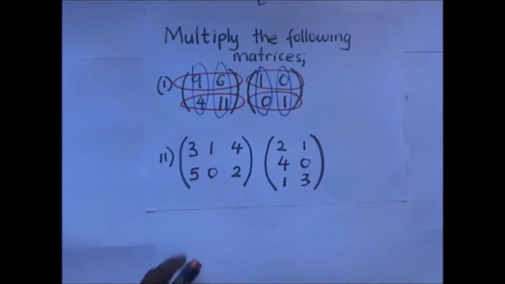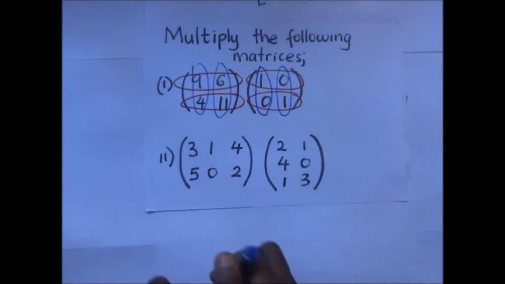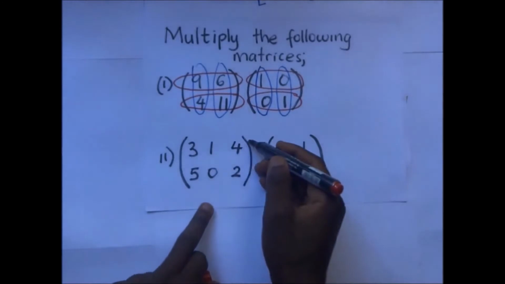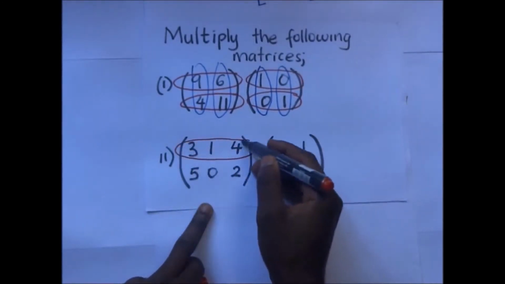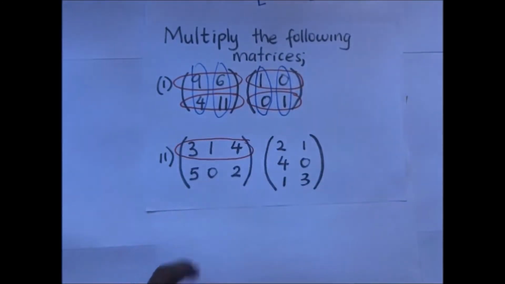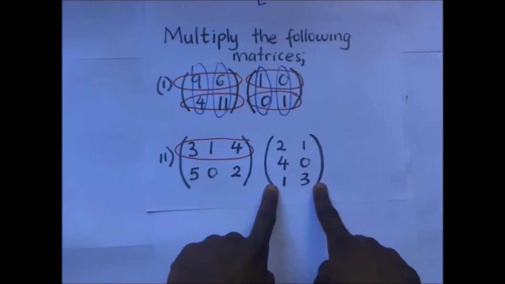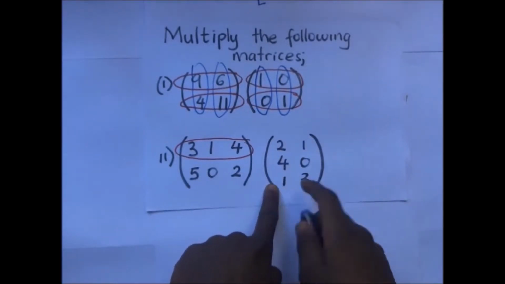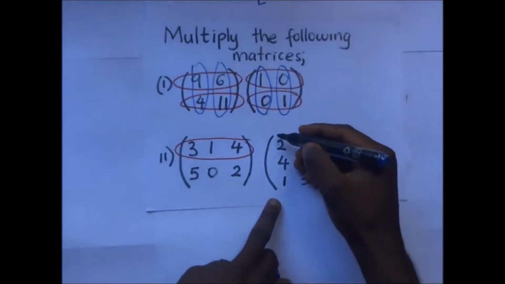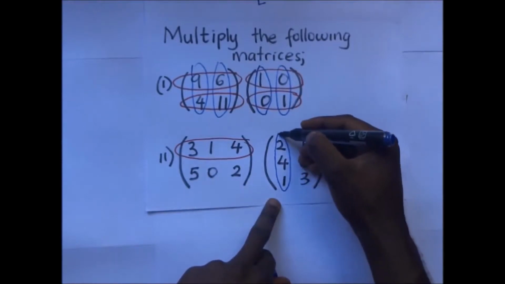Let's look at this matrix too. Let's look at the rows in the first matrix. In the first matrix, the row has 1, 2, 3 elements. Those are the number of elements in the rows in the first matrix. Then when we get to the second matrix and we look at the columns, there are 2 columns. But how many elements are there in each of these columns? There are 3.